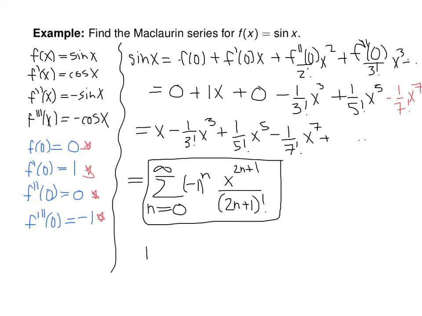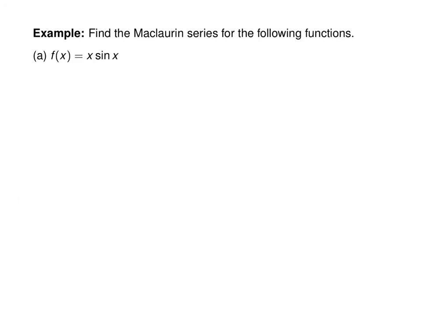And the radius of convergence for this series you can verify with the ratio test, but it is also infinite. So it has interval of convergence minus infinity to infinity. And we're going to use this Maclaurin series to find other Maclaurin series of functions that involve sine. So, for example, x times sine x.